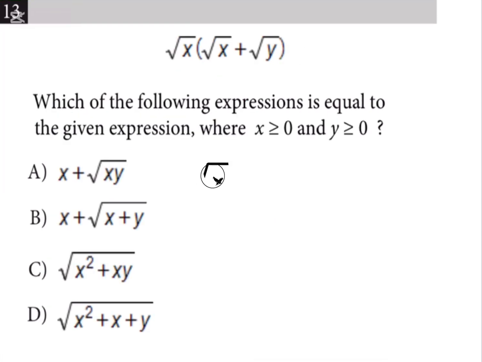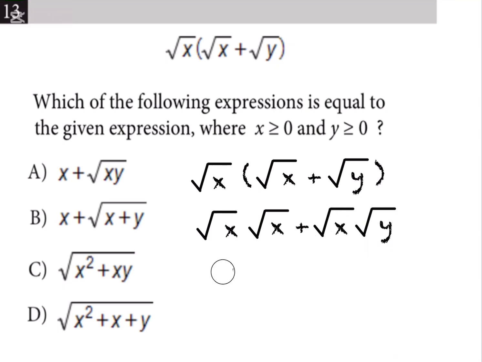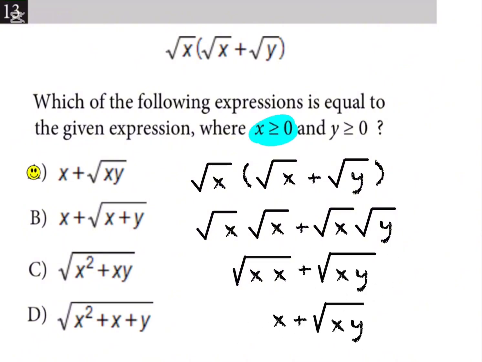We'll then determine which of the provided options is equivalent to this expression. To simplify, square root x times the quantity square root x plus square root y distributes square root x to both terms inside the parentheses. This gives square root x times square root x plus square root x times square root y. So, the final expression is x plus square root of x times y, which matches option A.